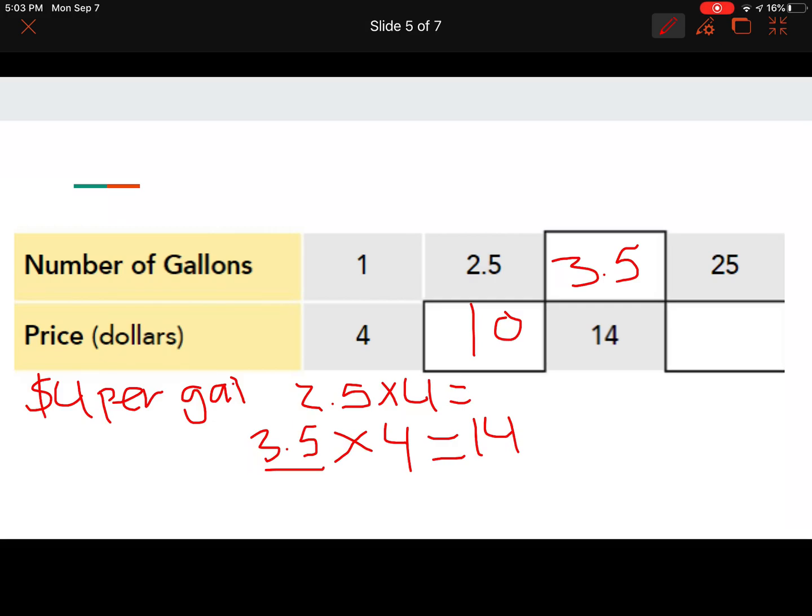For my final blank, I know my gallons, I don't know my price, so plug it in. 25 times 4, because I have 25 gallons, $4 per gallon. 25 times 4 is going to be 100. So that is my cost for 25 gallons of whatever we're shopping for, okay?